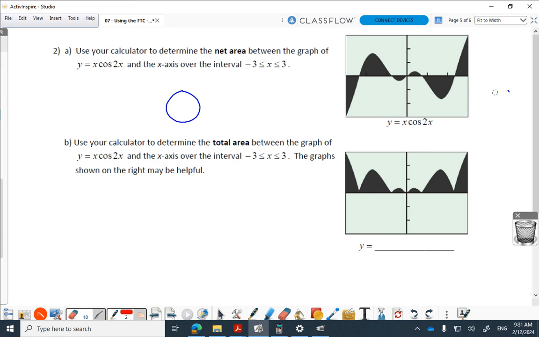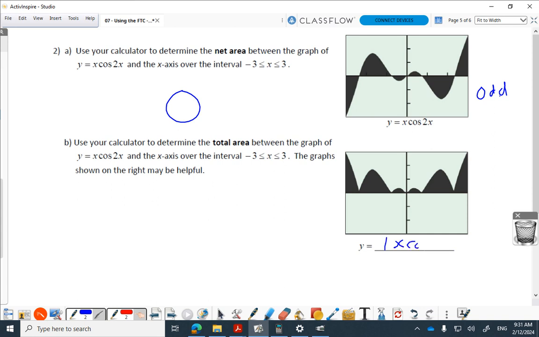That's odd. Yeah. Any odd function will do this over a symmetric interval around the origin. Okay. So then it says use your calculator to find the total area. The graph on the right might be helpful. Here's the absolute value of this thing. So this is the graph of absolute value of x cos 2x.